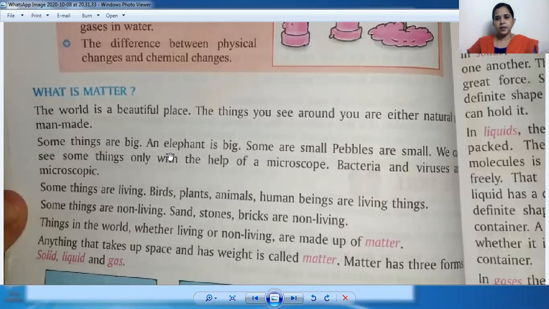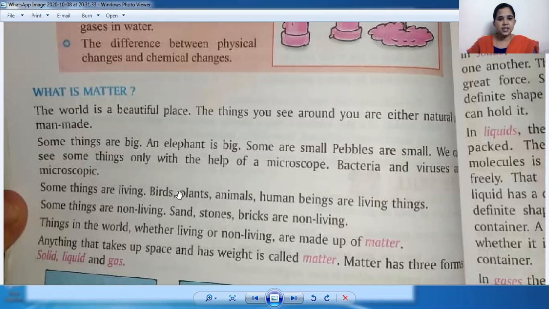Okay. For example, the elephant, it is a very big land animal, we'll say. And pebbles, you know the pebbles, we play with the pebbles, no? What you say in Telugu, Golilu. So that is pebbles. They are small stones. Okay. We see something only with the help of a microscope. And bacteria and virus, we can see them with the microscope. So some are very big and some are small, and the others are very micro in nature. We cannot see with our naked eyes. We require a microscope to see such things.